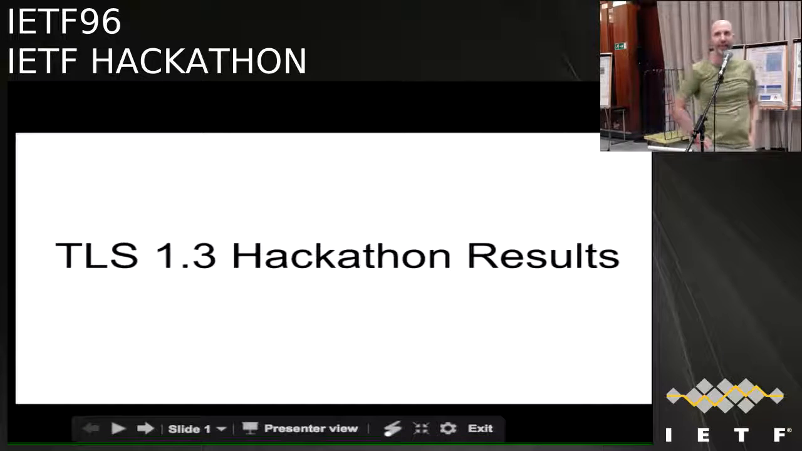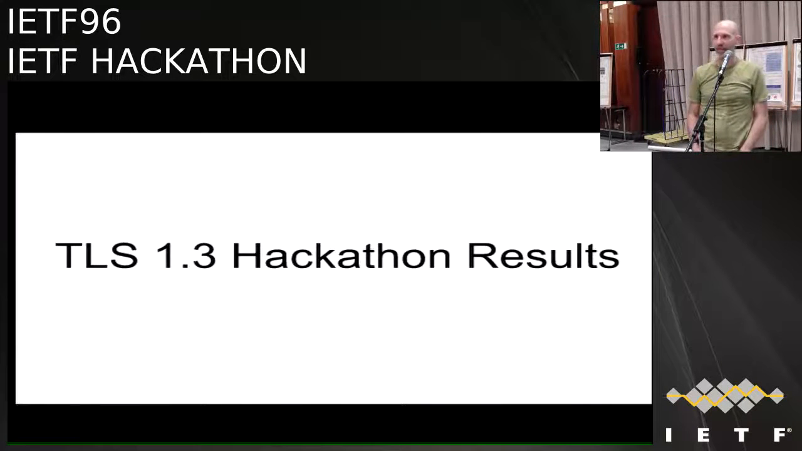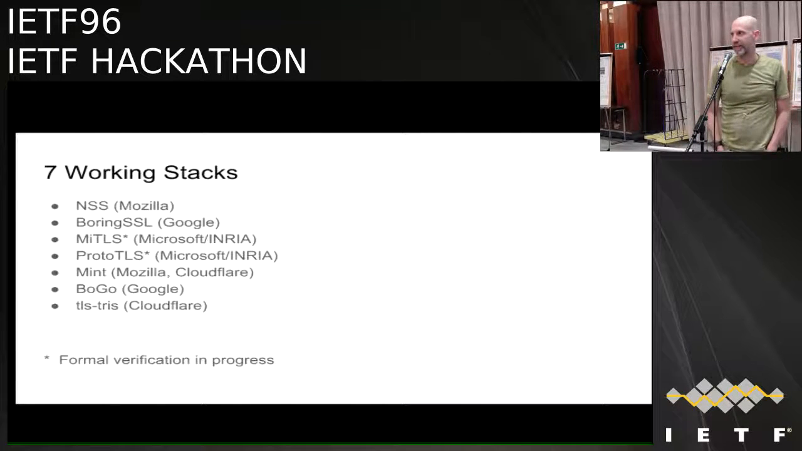That wasn't that fun. So we talked about TLS 1.3 last time, so it probably sounds familiar. It's a new version of TLS, supposed to be faster, zero round trip, etc. I won't belabor the point. We had a few stacks last time. Now we have 7 working stacks. Three of these are intended to go into production environments, namely NSS and BoringSSL, which power Firefox and Chrome respectively, and TLS TRIS, which is Cloudflare's.